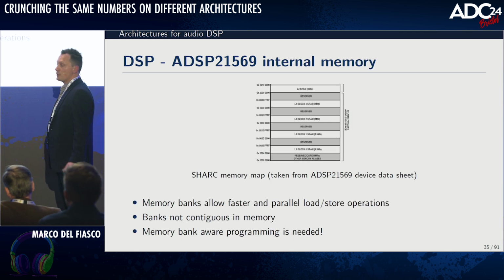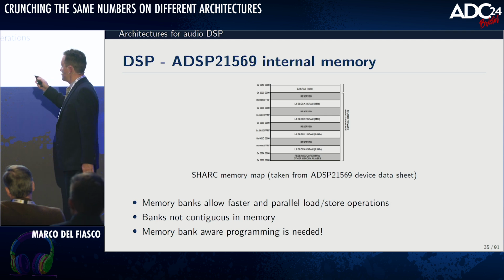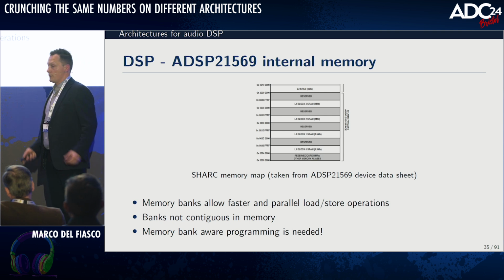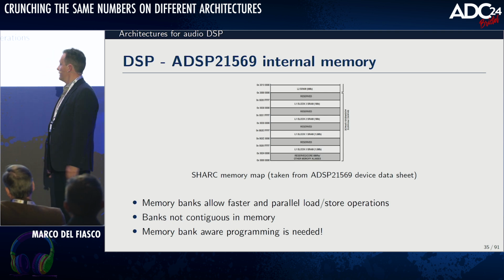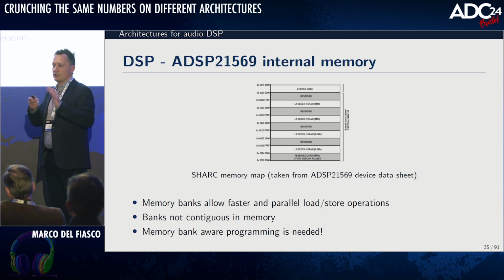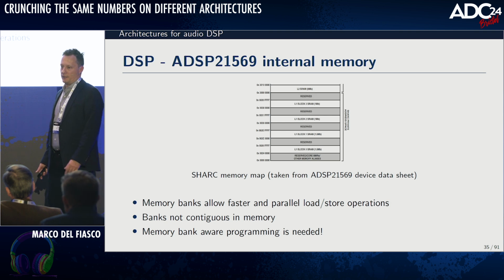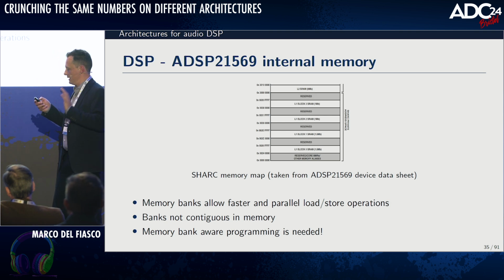The internal memory. So the memory is divided in banks. It's true that this allows parallel load and store from the hardware point of view, but for us, the programmers, all the memory is not contiguous, so it's divided in banks. So we need to apply memory bank-aware programming. So we have the control, we need to decide where to put our data and code.